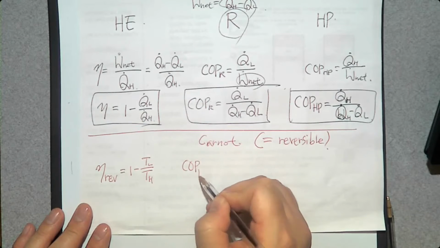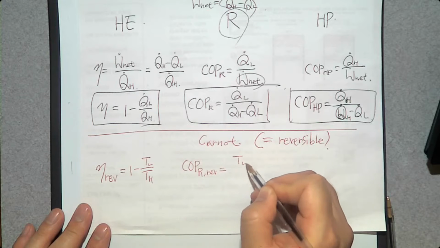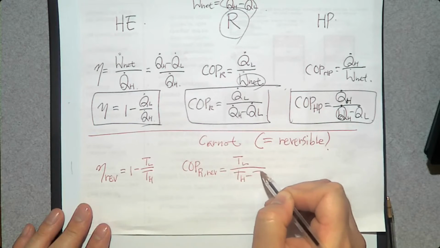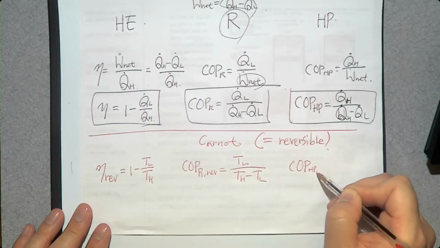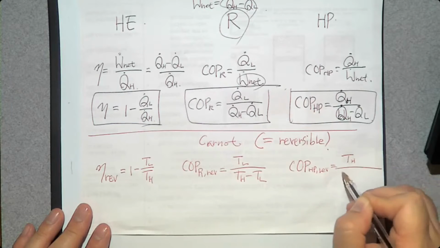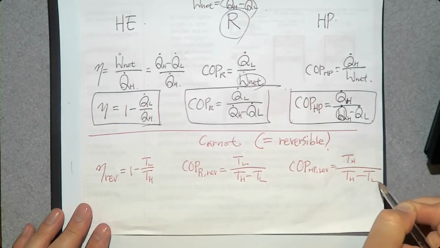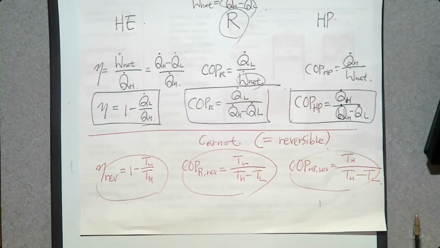COP of refrigerator, which is reversible: TL over TH minus TL. COP of heat pump, which is reversible: TH over TH minus TL. So that's how you determine the maximum performances. So this one slide has everything that you need to know in terms of this chapter.